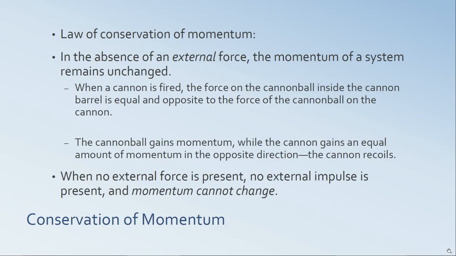We can also have conservation of momentum. And the law of conservation of momentum says that in the absence of any external force, the momentum of a system remains unchanged. So when we fire a cannon, the force on the cannonball inside the cannon is equal and opposite to the force of the cannonball on the cannon itself. The cannonball gains a certain momentum, while the cannon gains an equal amount of momentum in the opposite direction. The cannon recoils. When no external force is present on this system, no external impulse is present, and momentum cannot change.